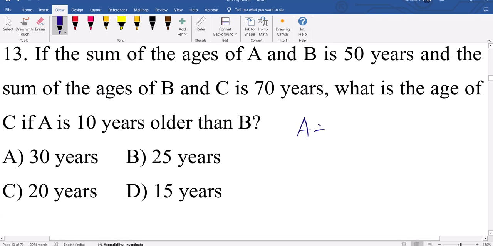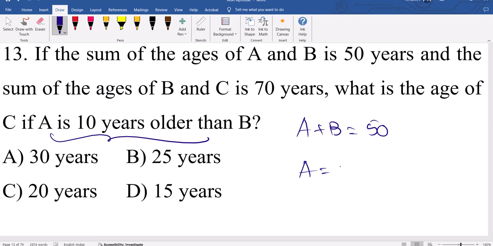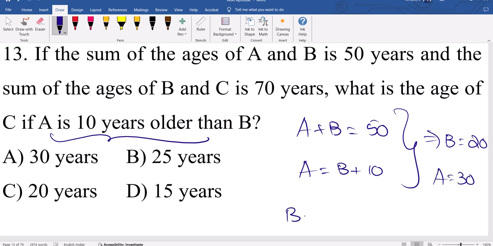A plus B is 50. There is one more equation. A is 10 years older than B, means A equal to B plus 10. Right from this, B is nothing but 20 it seems. When B is 20, A will be 30. B plus C is 70.